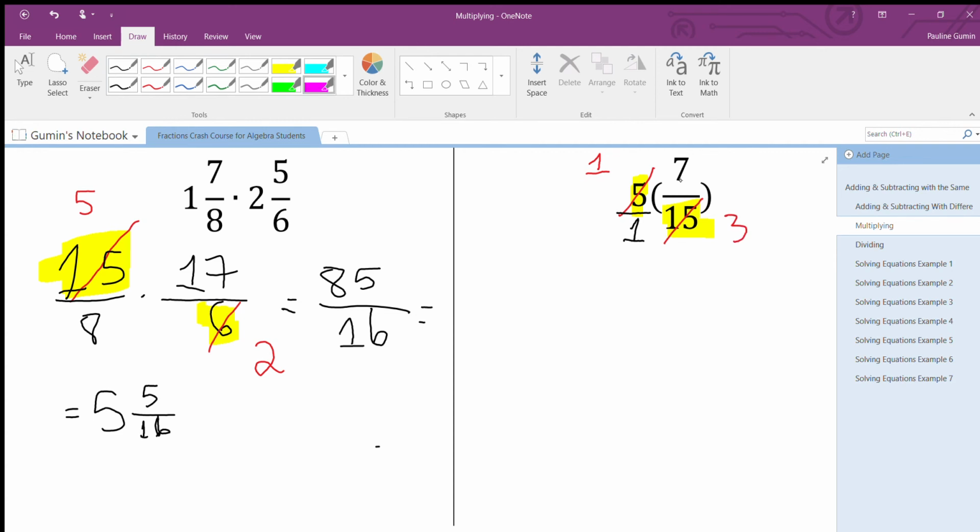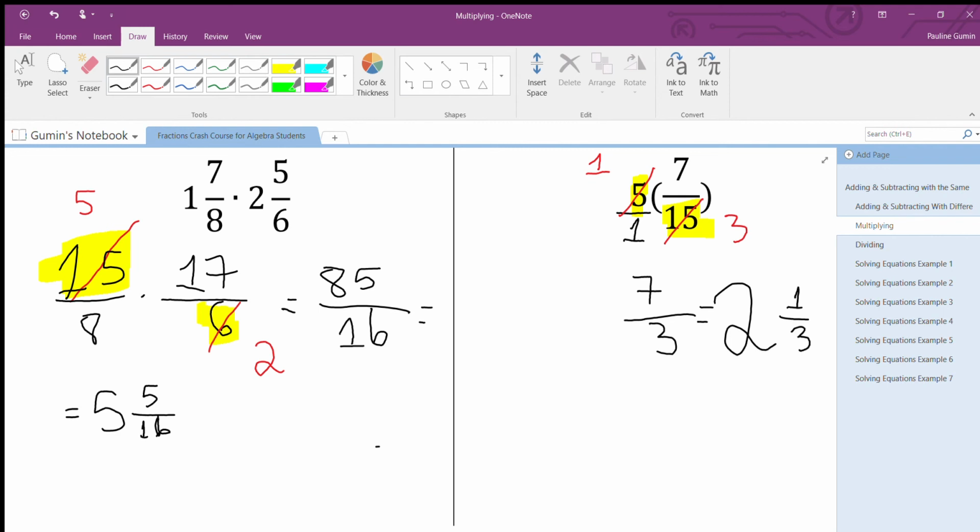Can I reduce this 7 with anything? No, not the 1 and the 3. It doesn't really change much. I do have this new 1. Can I reduce that with 1 and 3? Technically, yes. Will it change anything? No. So, let's multiply straight across. 7 times 1 is 7. 1 times 3 is 3. And let's practice our mixed numbers. 3 goes into 7 twice, with a remainder of 1/3.